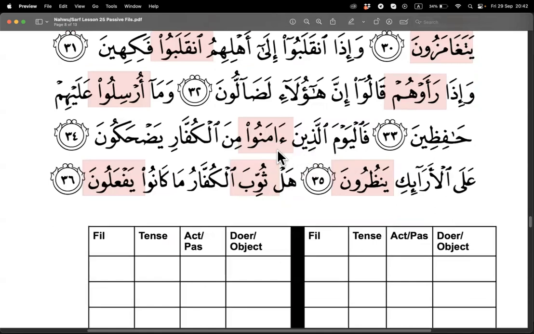Amanu is fi'il madi, and then the pattern is ma'lum, and then the dhamir is hum. Good. Minal kuffari. Minal kuffari is jar wa majrur muta'alliq bil fi'il amanu.